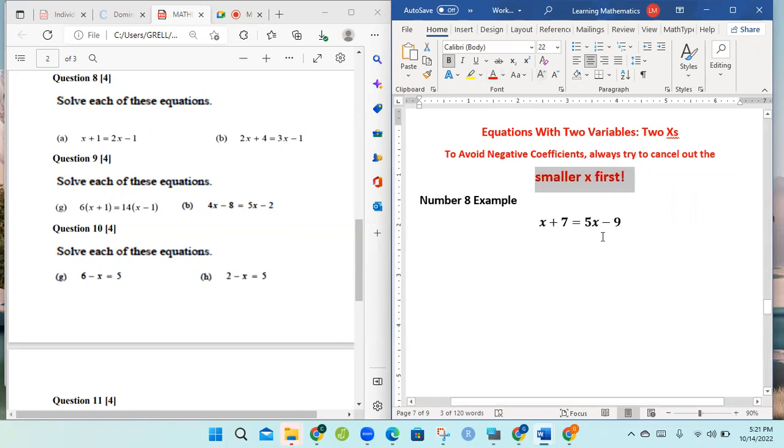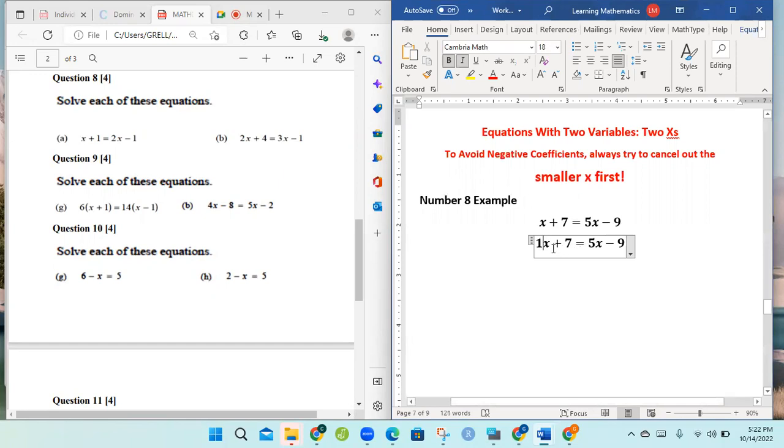No matter what side it is on. So you have x plus 7. That's 1x. If you don't see a sign, there's an invisible 1 in front of the x. The coefficient is 1 if you don't see a coefficient. So we have a 1x and a 5x.